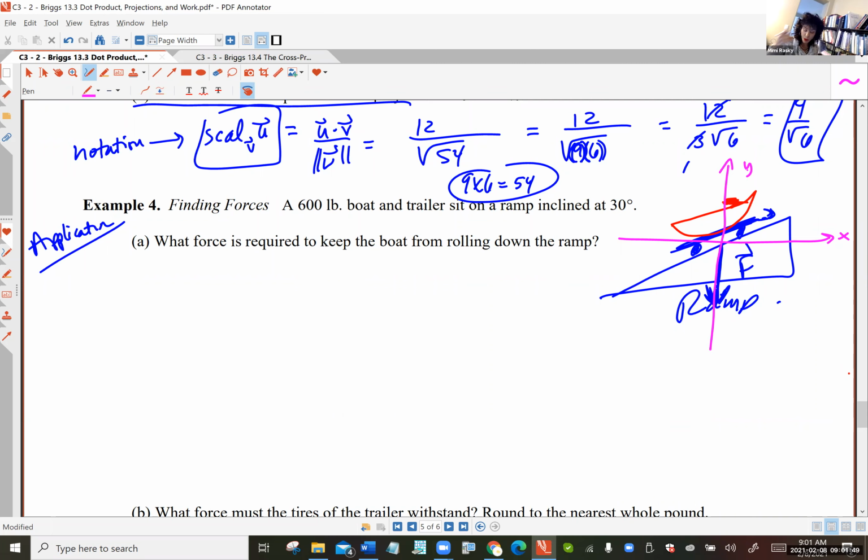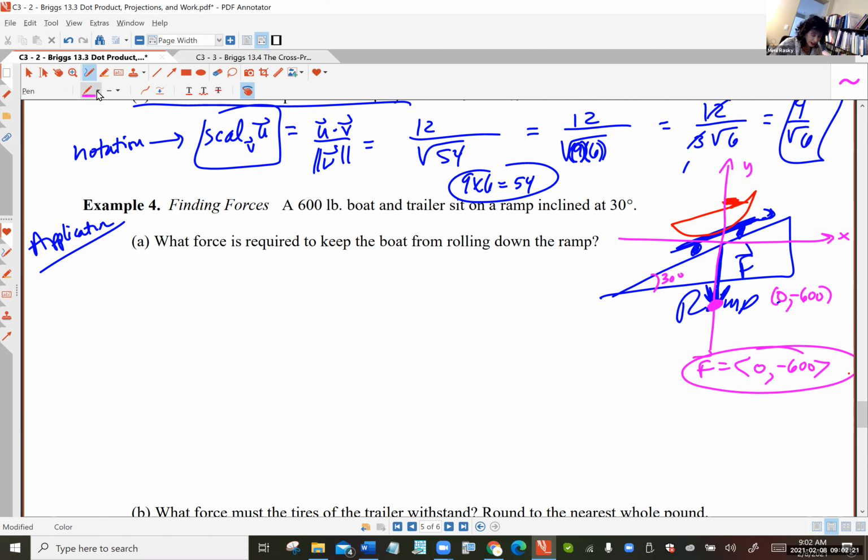Do you see that F is pointing in the negative direction? The tip of the vector, because it's a 600 magnitude, would be located at (0, -600), right there on the y-axis. So the component form for your vector F would be <0, -600>, for the weight, essentially the force due to the weight of the boat and the trailer. Now the ramp is at a 30-degree angle here.